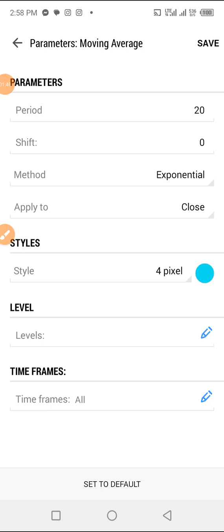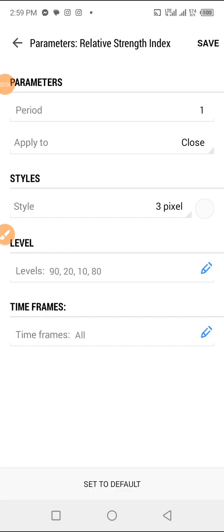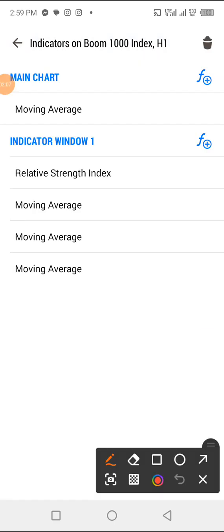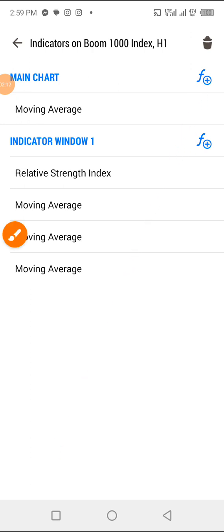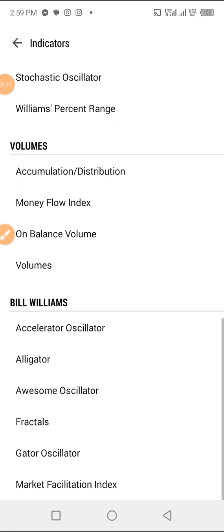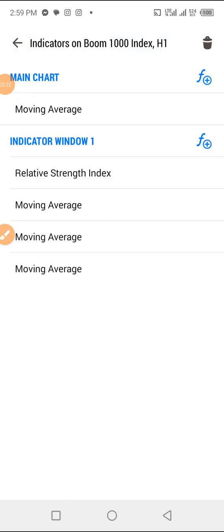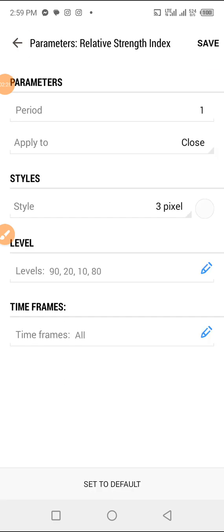So these are the parameters: 50 for period, 20 for period, shift 0, exponential, then close. Use any style of your choice, any color. Then for window 1, after adding your moving average to the main chart, click on this F sign first. When you click on it, it should take you to where the indicators are. So you should go down to relative strength index under the oscillators. Then you click on it.